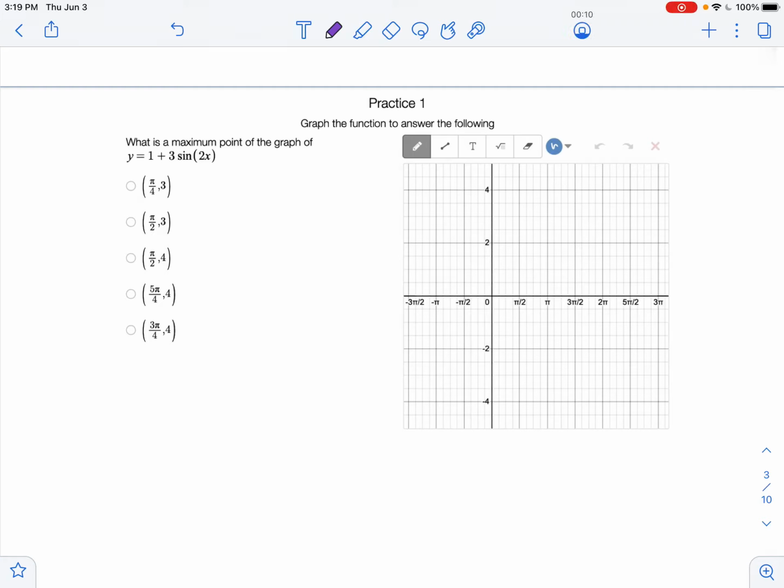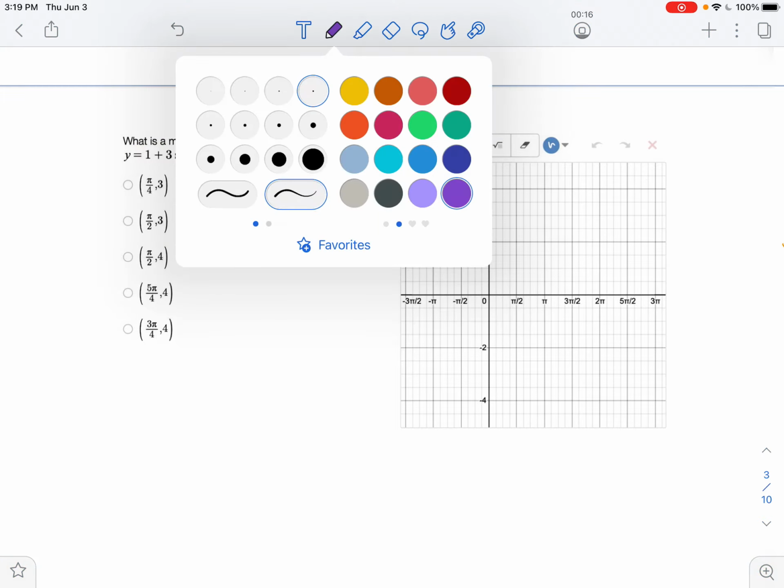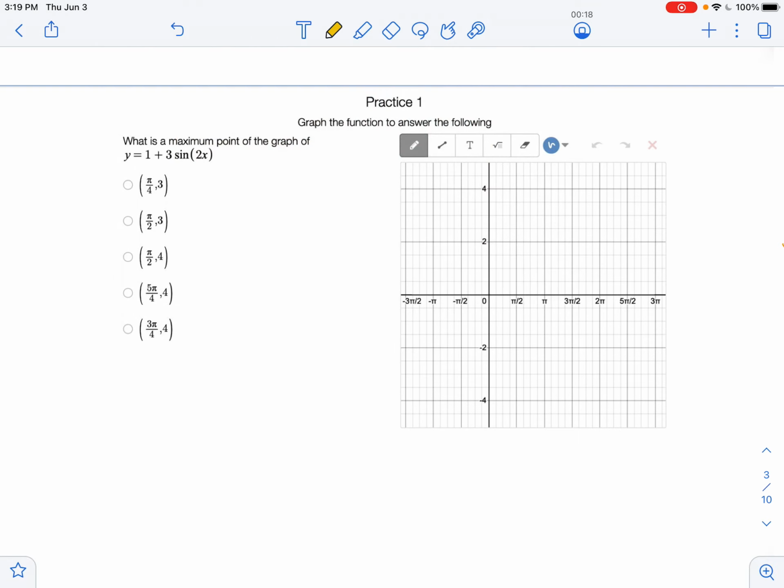Alrighty, team. So practice 1 is asking us a question about y equals 1 plus 3 sine of 2x. So when I go to graph any trig function, one of the first things that we want to do is identify the midline. So the midline here comes from our k value, which is plus 1.